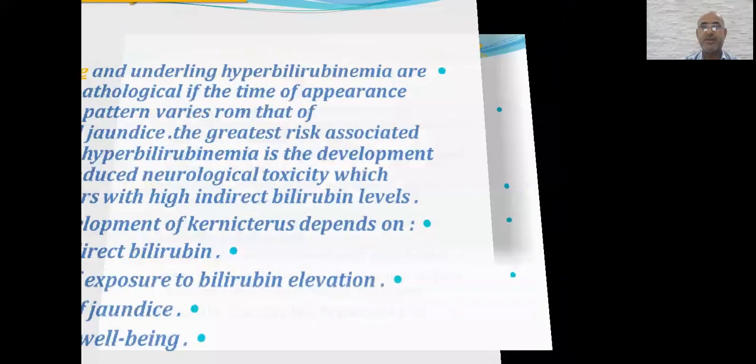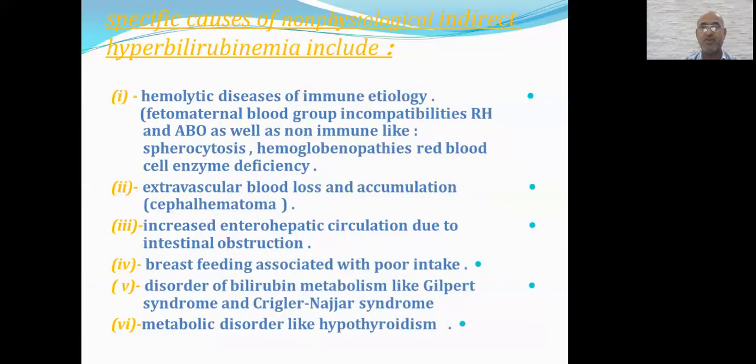Here, in brief, we can mention some important non-physiological indirect jaundice causes, the most common and most serious being hemolytic disease of the newborn, like RH incompatibility and ABO incompatibility, immune or non-immune, like spherocytosis, hemoglobinopathies like G6PD, or alpha thalassemia.